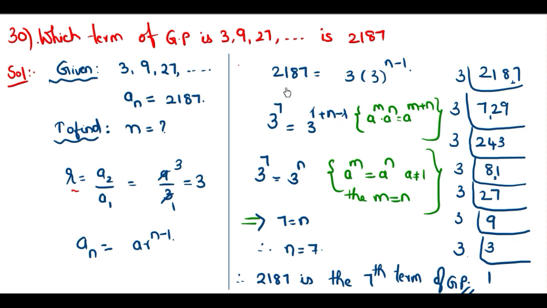Now upon factorizing 2187, we can write this 2187 as 3 to the power of 7. Now, because we have one more law, a to the power of m is equals to a to the power of n, if a is not equal to 1, then the powers can be equated. So, here the bases are not 1 and they are equal. So, we can equate the power. So, 7 is equals to n. So, which term of the GP is 2187? It is the 7th term of the GP.